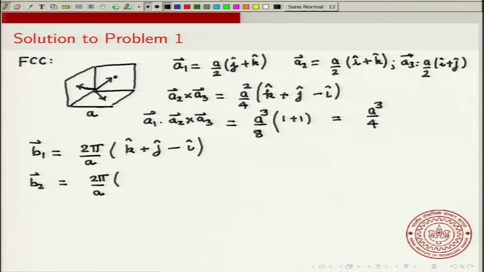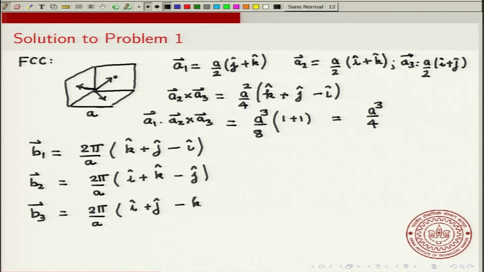So, for b2 you will have i + k − j, and for b3, i + j − k. So, you can see by this, okay.